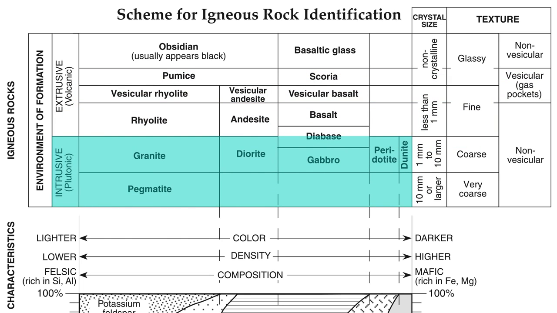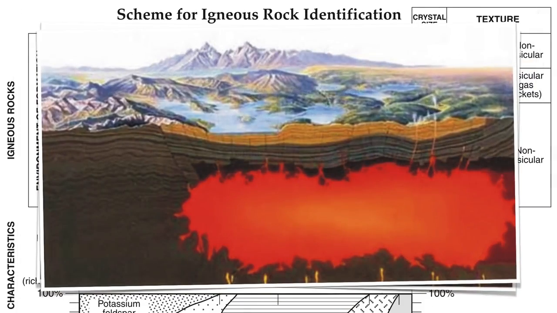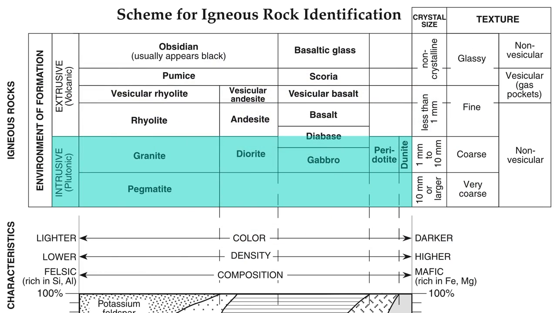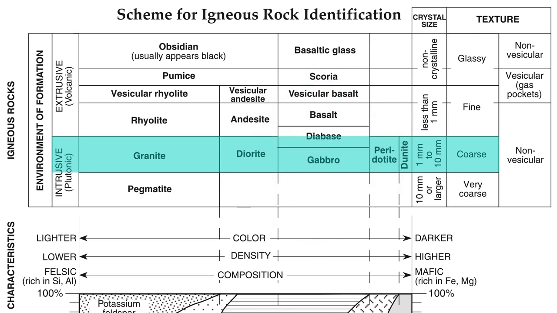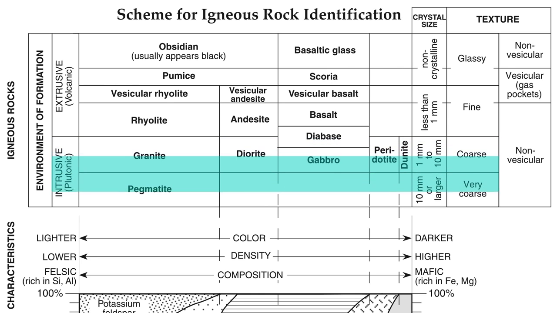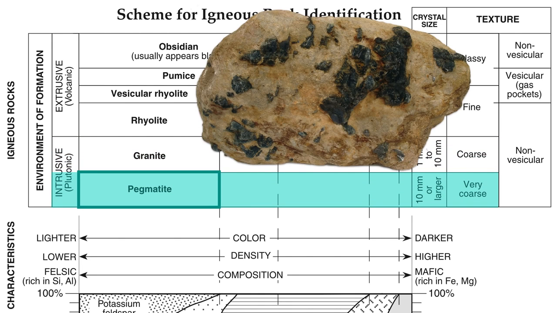Some of these intrusive igneous rocks will cool slow enough for the crystals to grow in the magma deep under the ground between 1 and 10 millimeters in size, like this sample of granite. Notice how the crystals are much larger and clearly visible with the naked eye. Sometimes, if the magma cools very slowly, the crystals will grow even larger, over 10 millimeters in size, like this sample of pegmatite. Notice those large biotite crystals.